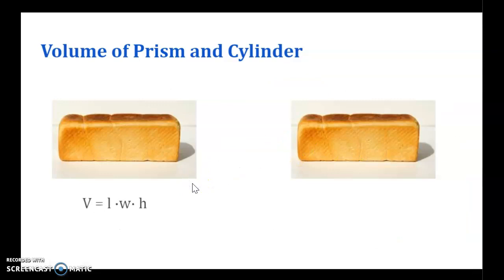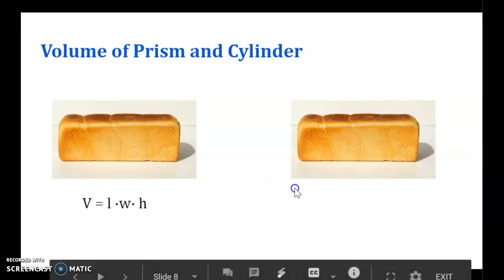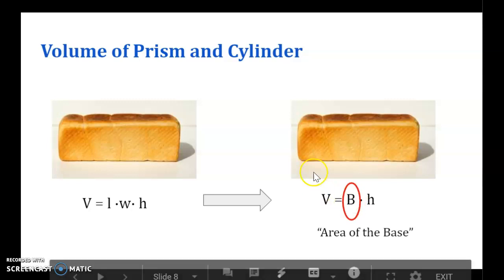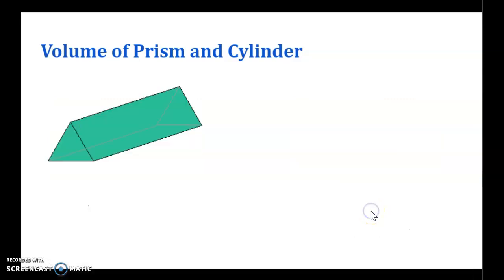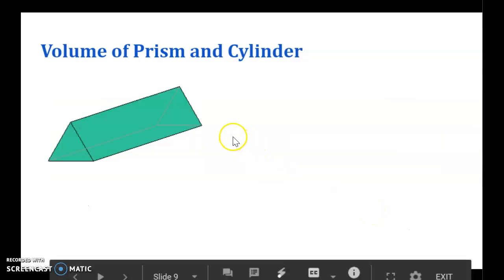So from here, length times width times height now becomes B, big uppercase B, which represents the area of the base. So the area of one slice of bread, and then multiply by how many slices I have, and that is the height. So we have just generalized this formula into volume is going to be the base area times height. Why did we do that? Well, we can apply this to any shape of prism.